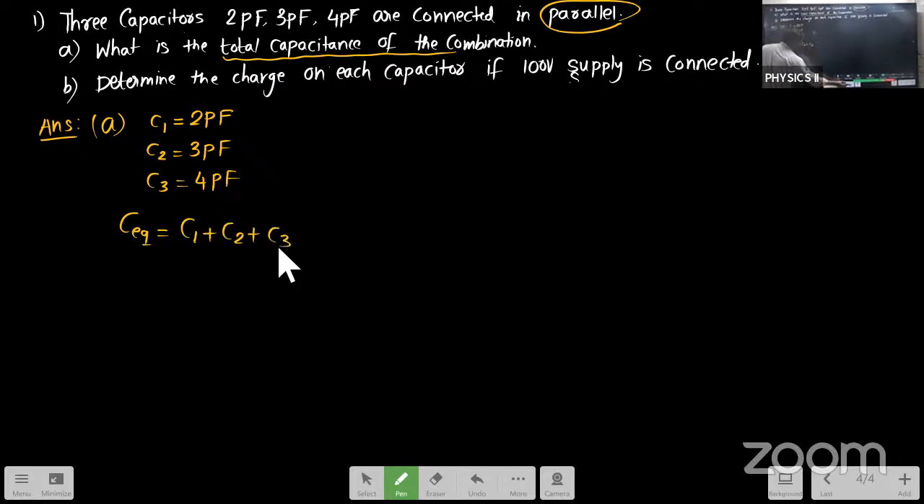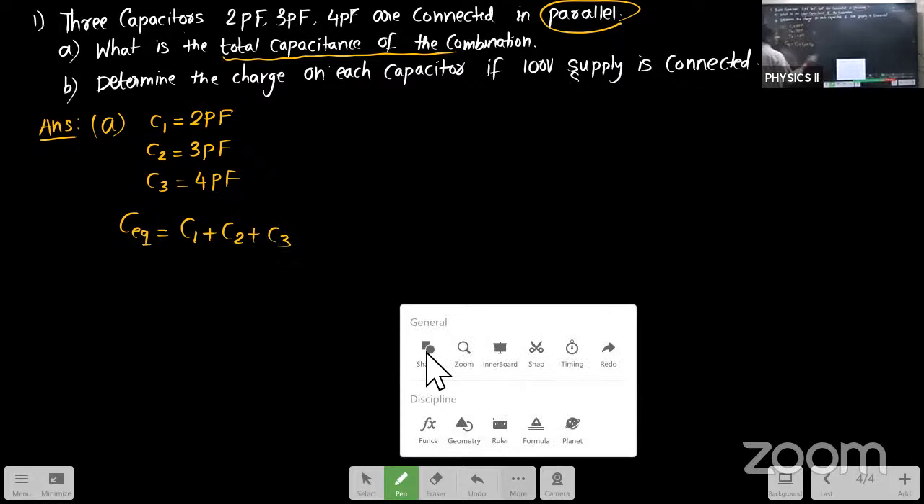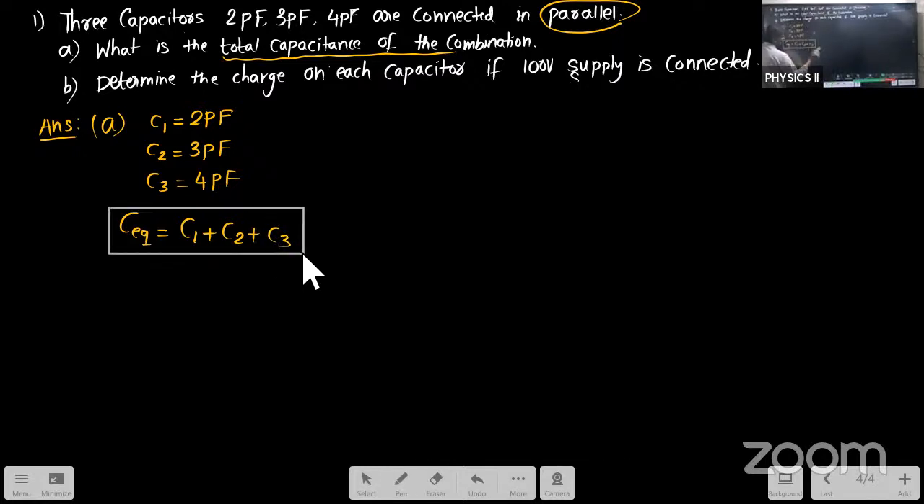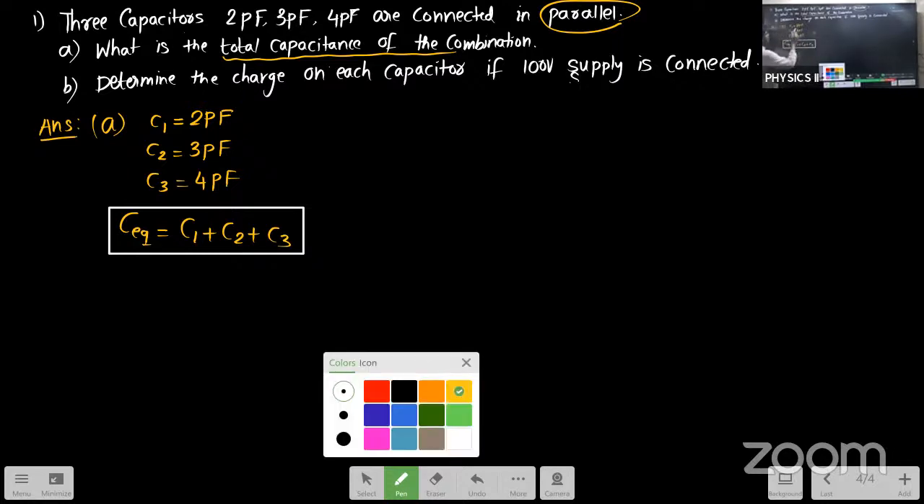This question will be asked for 4 marks. So you are supposed to write down the given quantities as well as the formula. For writing the formula, you will get 1 mark. Equivalent capacitance: C equivalent is equal to C1 plus C2 plus C3. Very good. Then let us substitute the values.